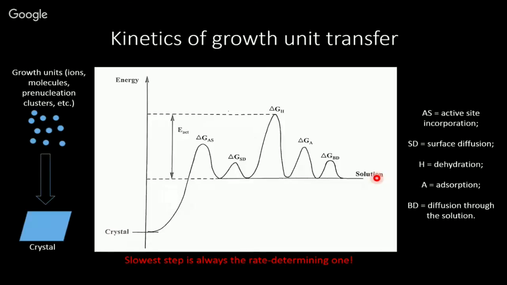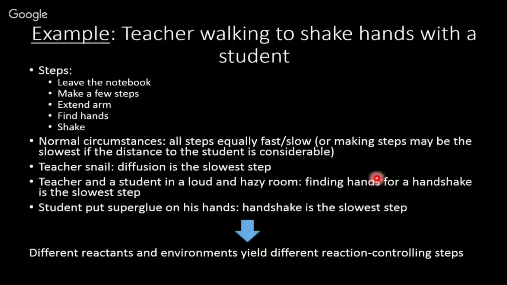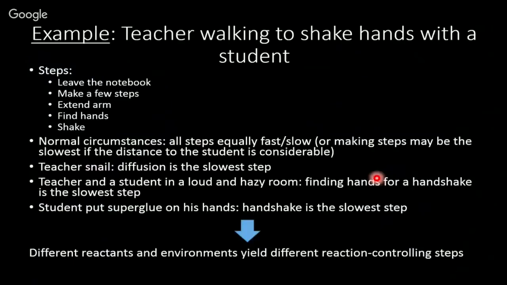So the slowest step is always the rate determining step. And this is the thing that I always do. Unfortunately, I cannot walk from here, so I cannot shake hands with you or you or you. So you will have to trust me, and imagine me walking down this aisle and doing all these steps. Okay, so I leave my notebook, I make steps, I extend my arm, I find your hand, and I shake hands, and that's it. That's the process.